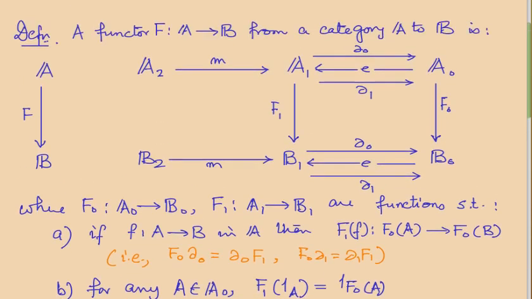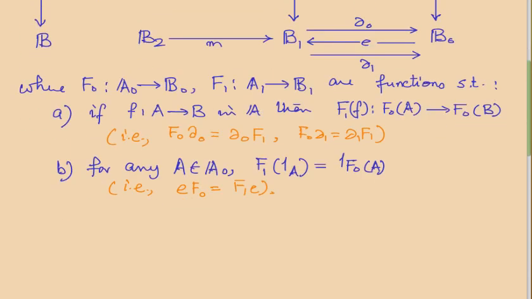So in other words, this part of the diagram reasonably commutes. The top squares commute, the bottom squares commute, and the middle squares also commute. Okay.